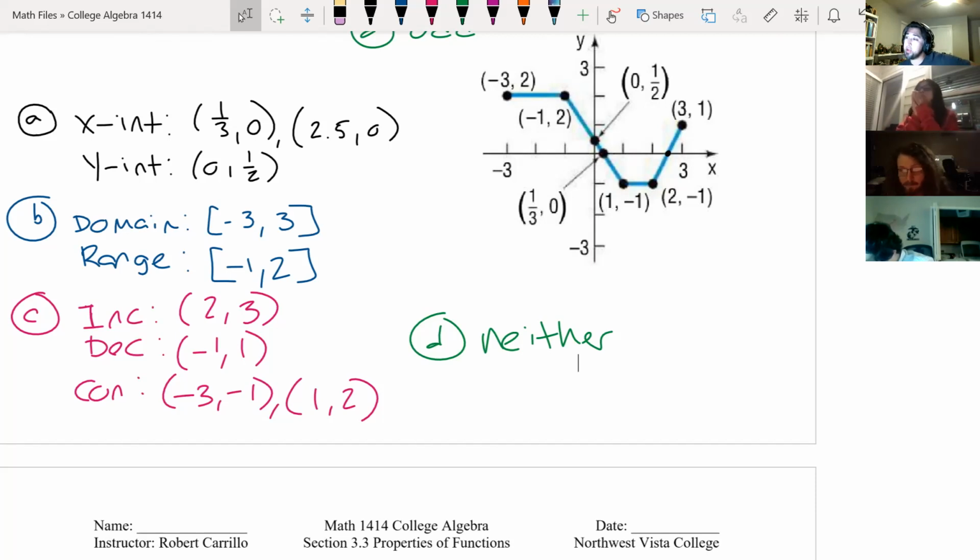You have an interval of increase from 2 to 3. Decrease from -1 to 1. And then constant intervals from -3 to -1, and then 1 to 2. And this is definitely neither.